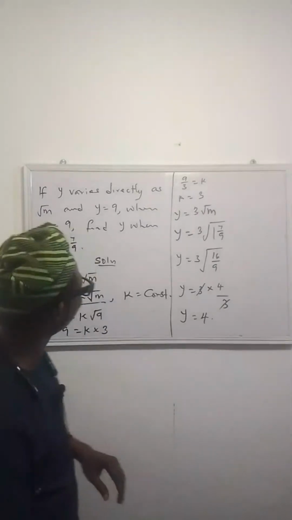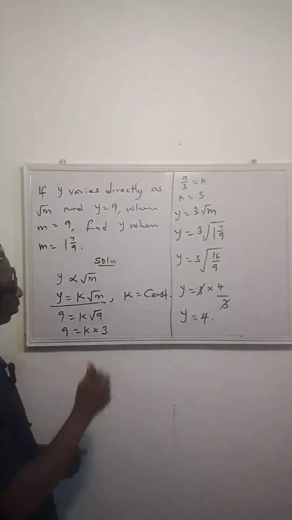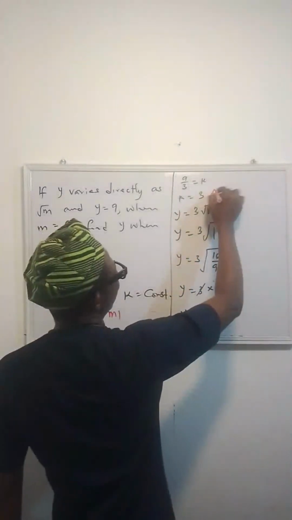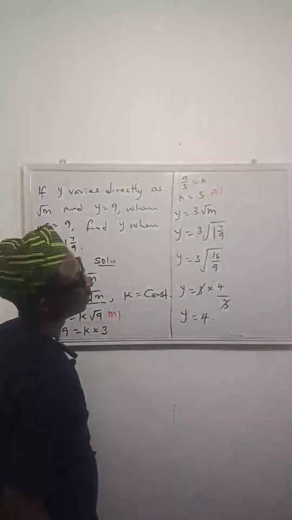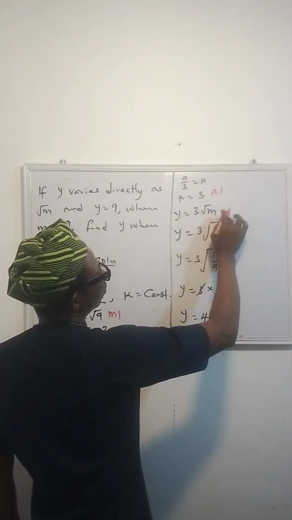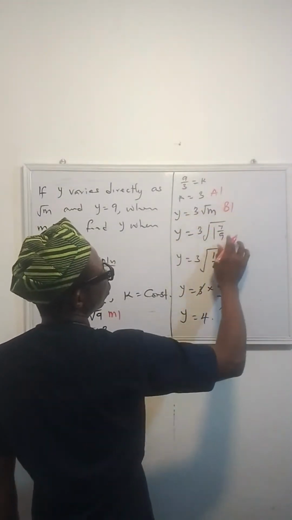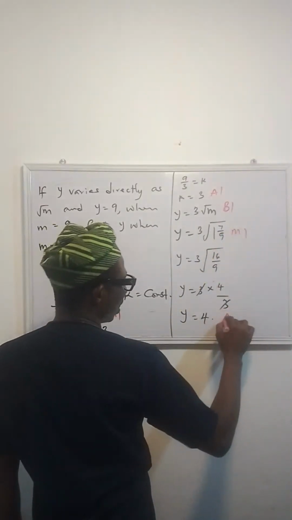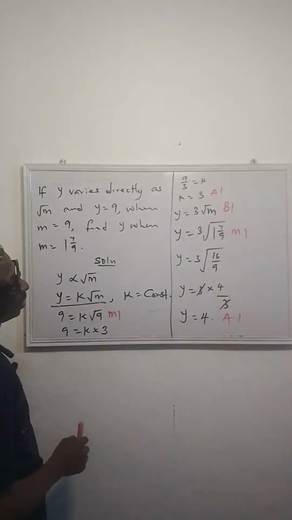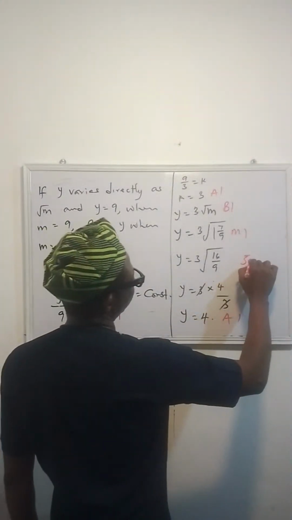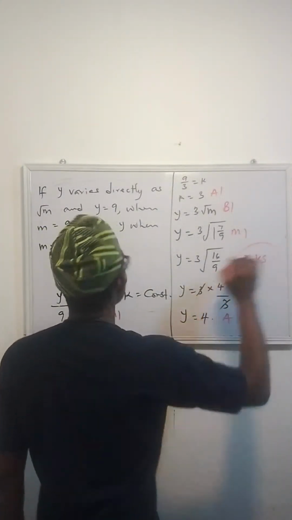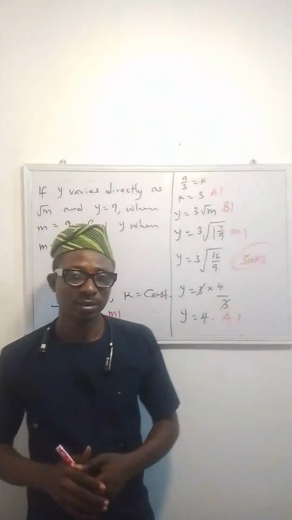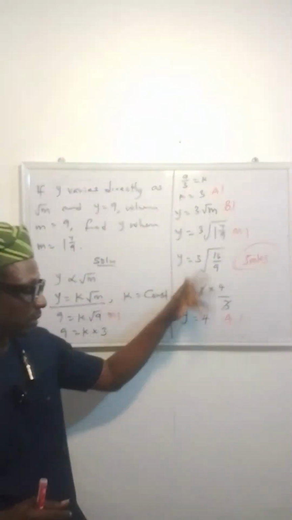So now let me quickly show you how we award marks. For substituting, we have M1. For getting the constant k and the connecting formula, we have A1 and B1. For substituting into the connecting formula, M1, and for getting the correct answer, A1. So it's a 5 marks question. All right, so that is the answer to the problem and the marking guide.